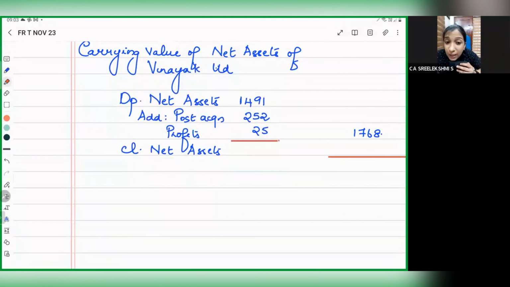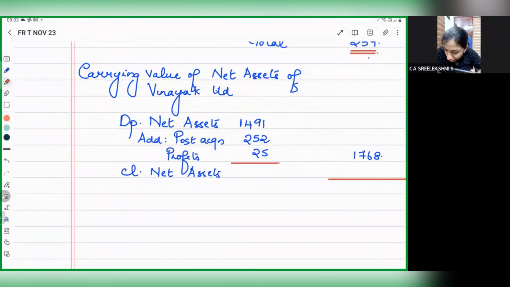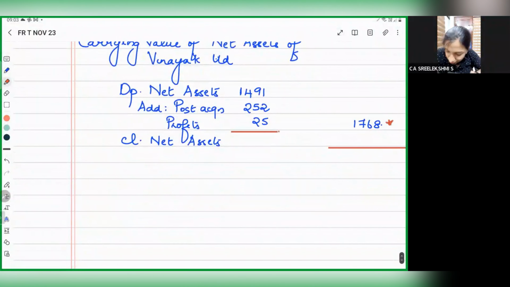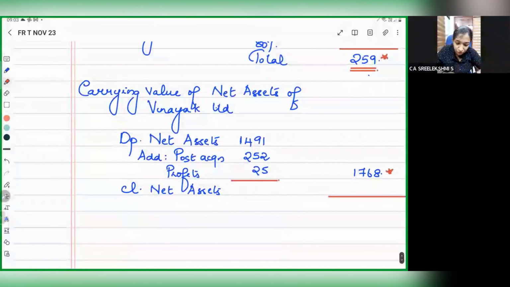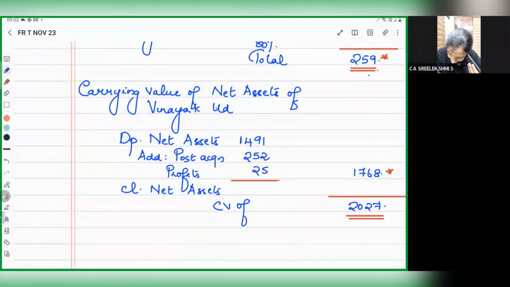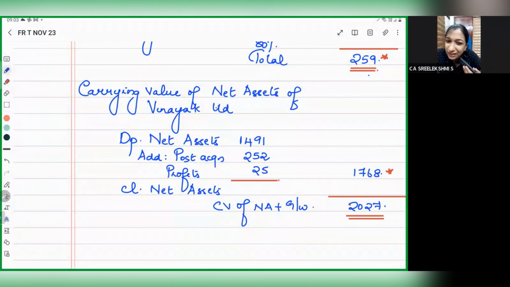Why do you do this? To compute impairment loss. We have to add goodwill as an asset. Goodwill computed, total 100% of goodwill 259. 100% of net assets 1768. 1768 plus 259 is 2027. 2027 is the total carrying value, that is, net assets plus goodwill. Are you all clear? So far it is okay.